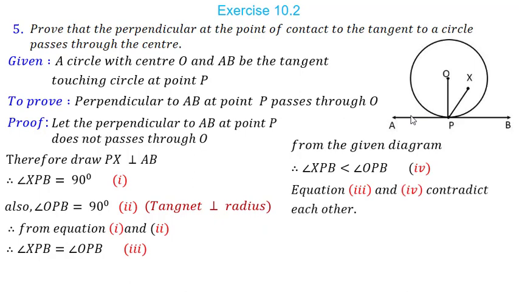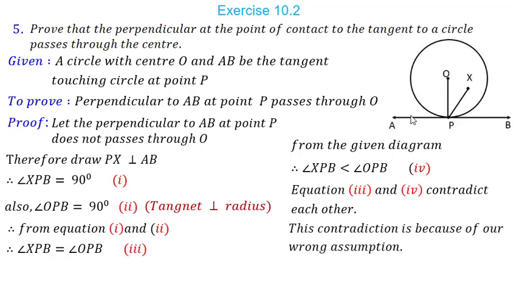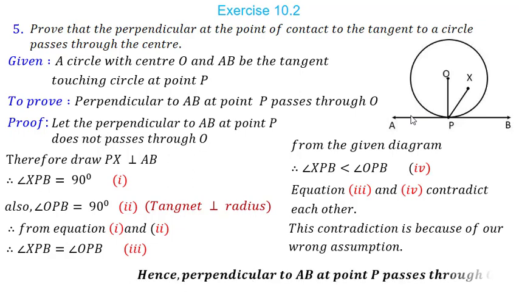Now this contradiction arises because of our wrong assumption. So we change our assumption and we say that the perpendicular to AB at point P passes through O, right? We first said that OP is not perpendicular, then by considering this we came to a solution which is not correct, and hence we say that our assumption is wrong, and hence OP is perpendicular to AB, right? Okay, we stop here and we will do the rest of the problems in our next lecture.